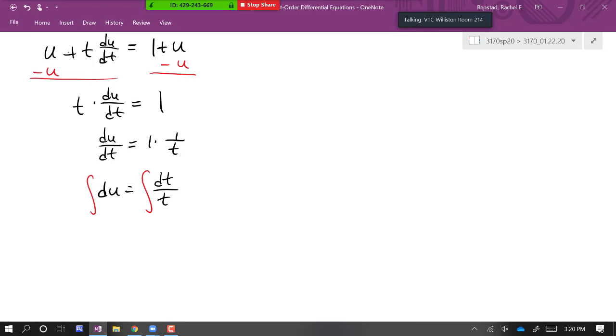What does this result in? What's our next equation? u equals ln t plus c. Is your mic on? u equals ln t plus c. Ln of the absolute value of t, yeah, plus a constant.